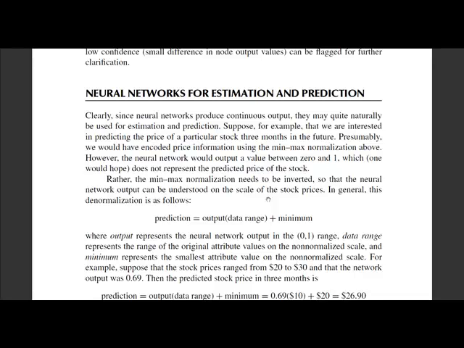In general, this denormalization is as follows. The prediction is the output times the data range plus the minimum. So, for example, let's see. Well, they have an example here.